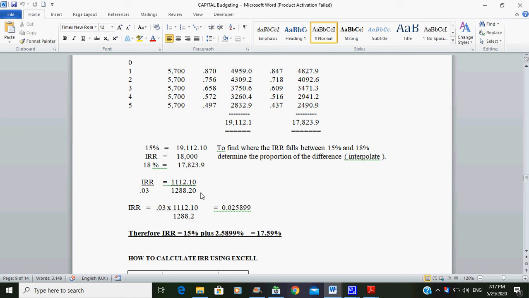To get this figure, you subtract the 17,800 from the 19,112.10. Then you're going to get rid of this 0.03 by multiplying both sides. So you end up with IRR equals 0.03 times 1,112.10 divided by 1,288.2, which equals 0.25899. Because we're doing percentage, you can multiply this by 100, and you're going to add this. So therefore the IRR equals 15% plus 2.5899%, which equals 17.59%.